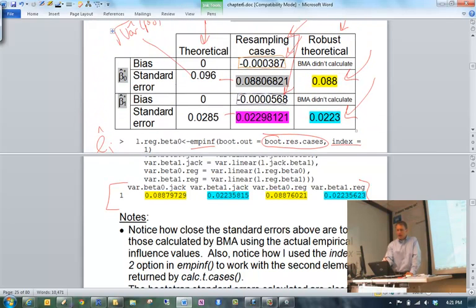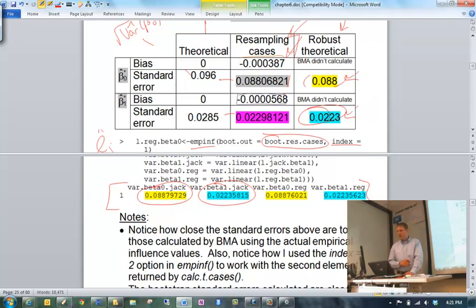And again, the authors use the actual empirical influence values. I'm estimating them, and we can see we're getting just about the same values, which we would expect. Any questions?